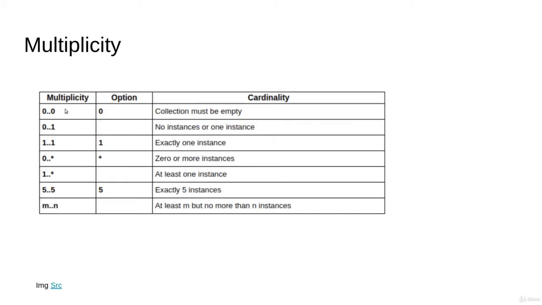There are different ways to write multiplicities. I would like you to read them very well. If we write, for example, just 5, it means there are exactly 5 instances. M..n or some specific numbers mean there is some range here, like 5 to 10, then 5..10. 0..* means 0 or more. 0..1 means no instances or 1 instance.